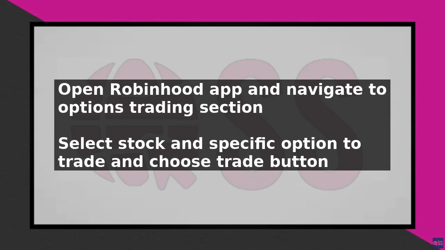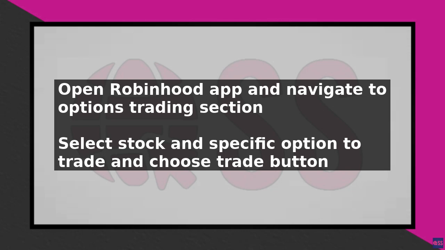To set a stop limit order on Robinhood options, start by opening the Robinhood app and navigating to the options trading section. Select the stock you want to trade options on and choose the specific option you are interested in. Next, click on the trade button and select the sell or buy option depending on your strategy. Then, choose the order type and select stop limit from the drop-down menu.